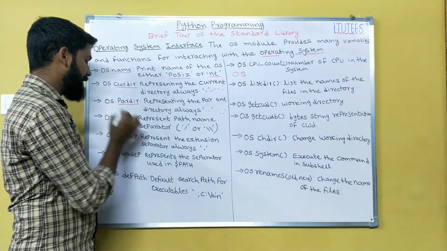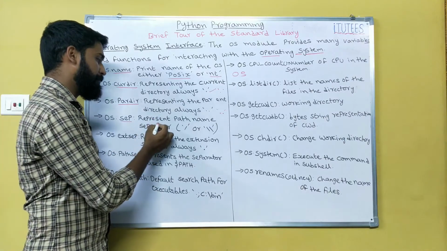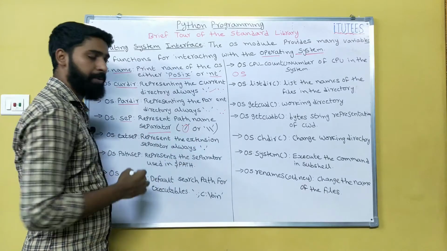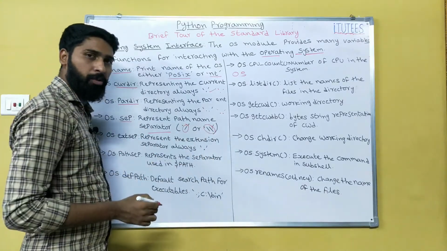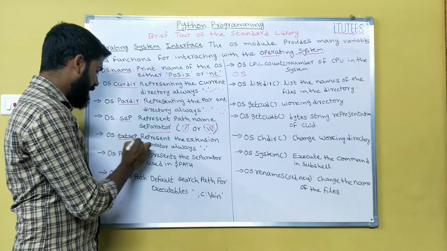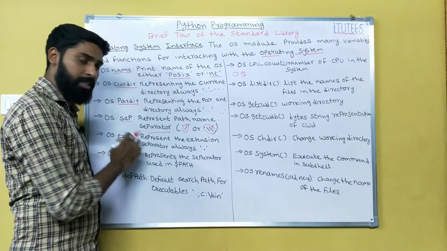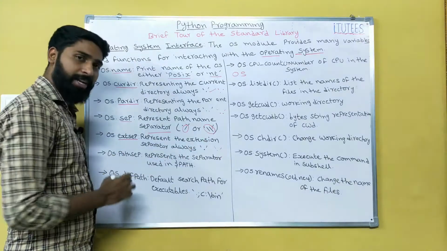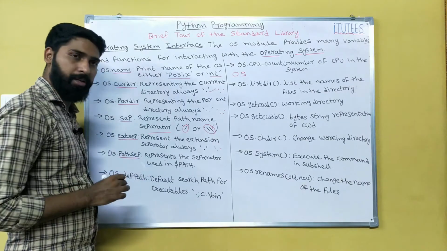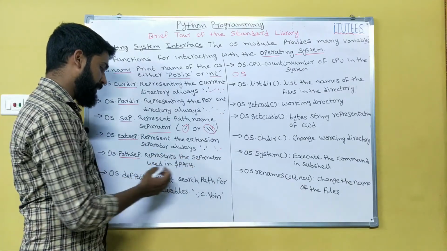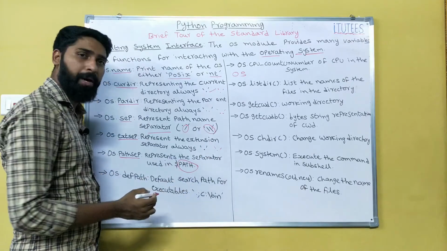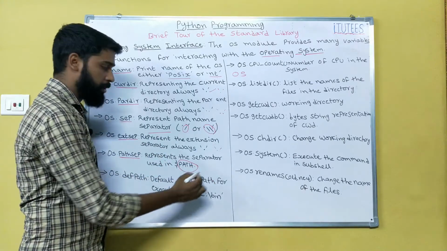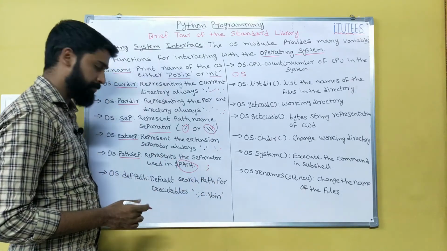os.sep, sep means separator. It represents the path name separator. It is either a slash or two backslashes. os.extsep means extension separator, and it is always a dot. Next one is os.pathsep, which represents the separator used in the path variable. When we are assigning the path, how can we separate entries? In the Windows operating system, we use a semicolon.